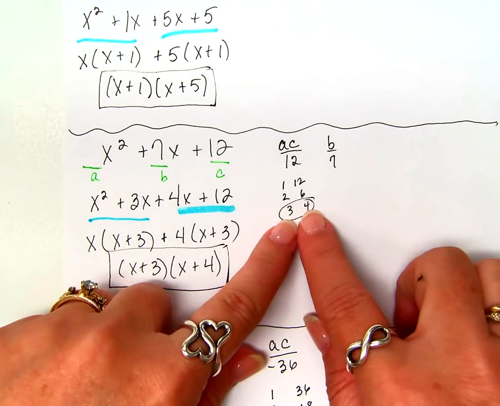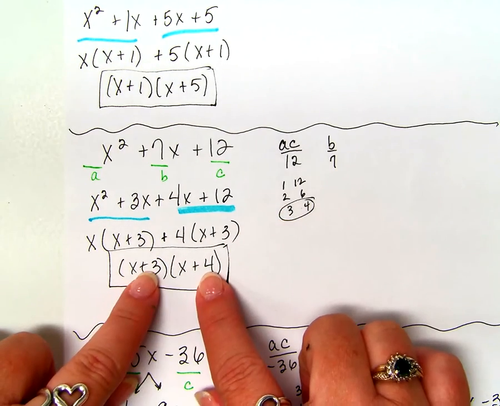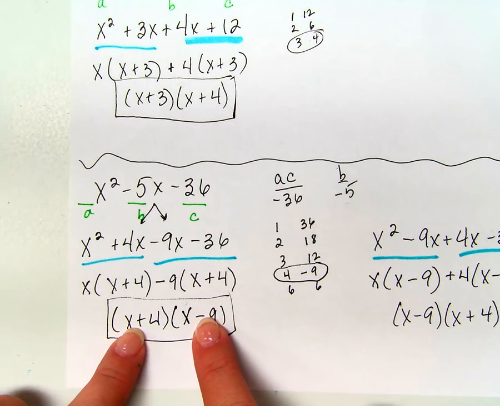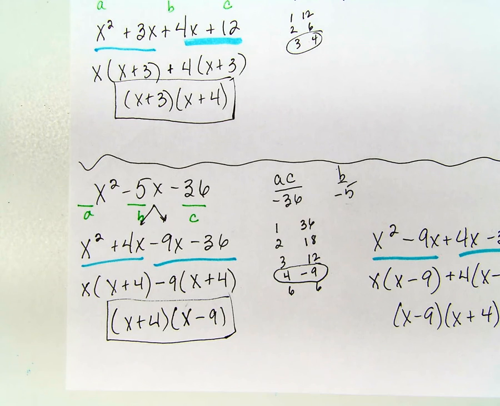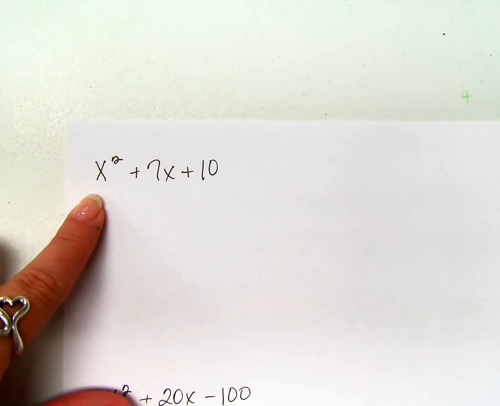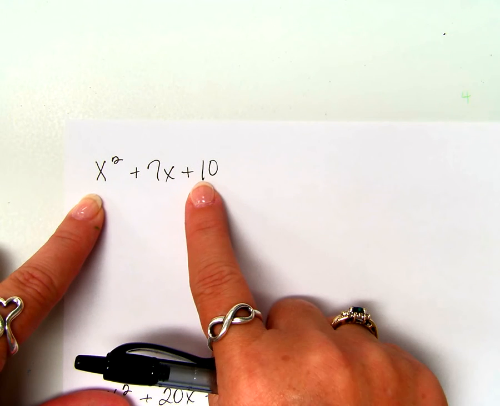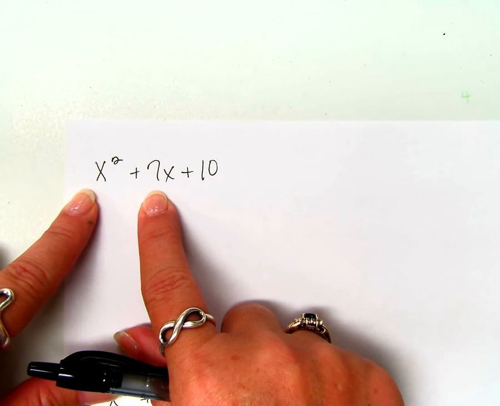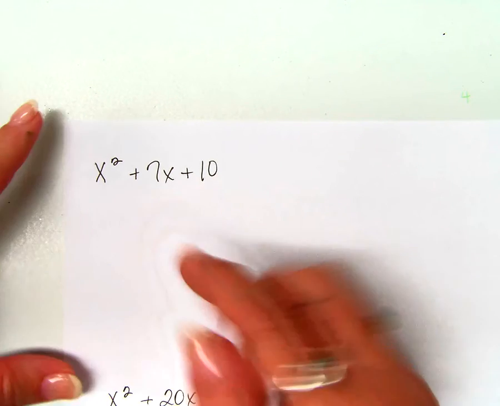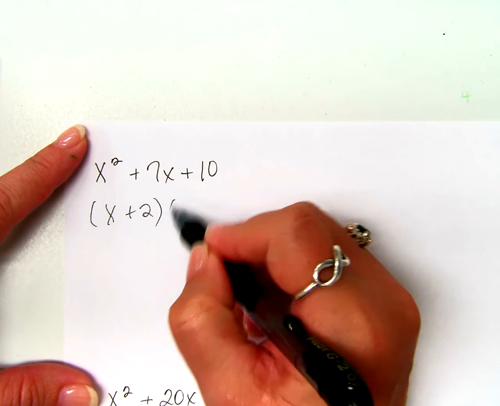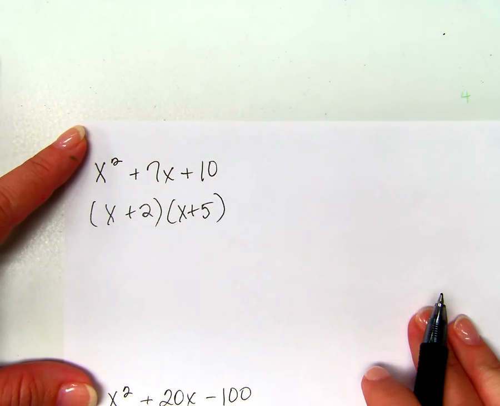So when A is 1, look. Watch. Is A 1? Can I do the shortcut here? What's AC? 10. What's B? 7. So it multiplies to be 10 and adds to be 7. X plus 2 and x plus 5. Done.